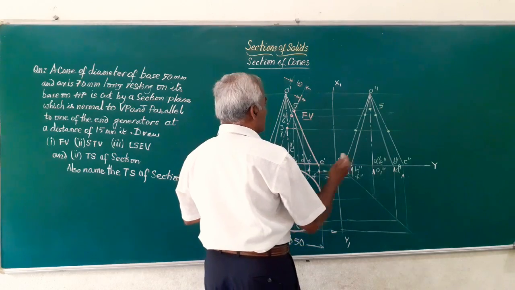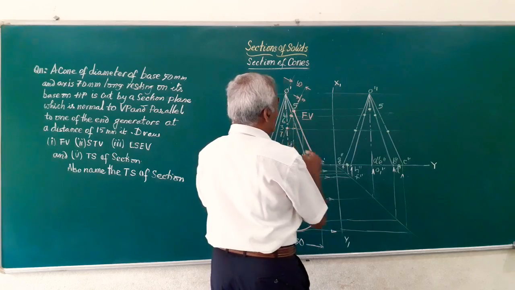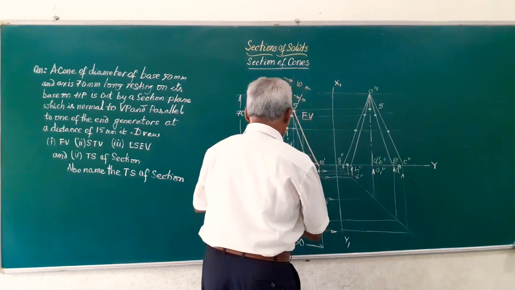Let us see 1, 2, 3, 4, 5, this is what we have got now. Marking 5, then you have got 4 and 6. 1 is here.